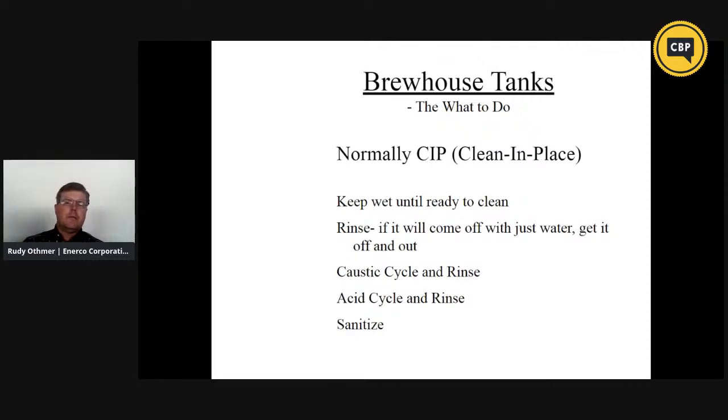And if you're observing you don't have a lot of inorganic materials built up, and your caustic cycle worked really well for the organics, and you rinsed thoroughly, you can sometimes skip that acid cycle, especially if you're using an acid sanitizer. Because again, when we're finished with our cleaning process, we'd like the last thing that stainless steel had experienced to be low pH.